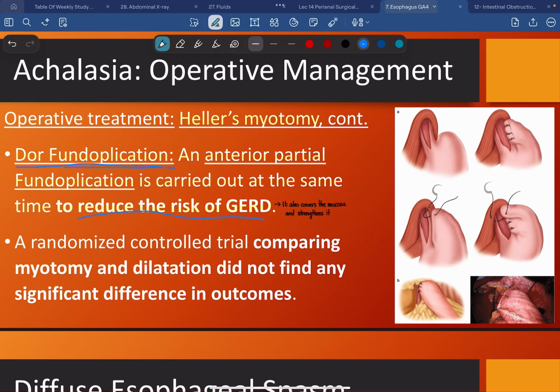The studies which compare the surgical myotomy to balloon dilatation did not find significant difference.